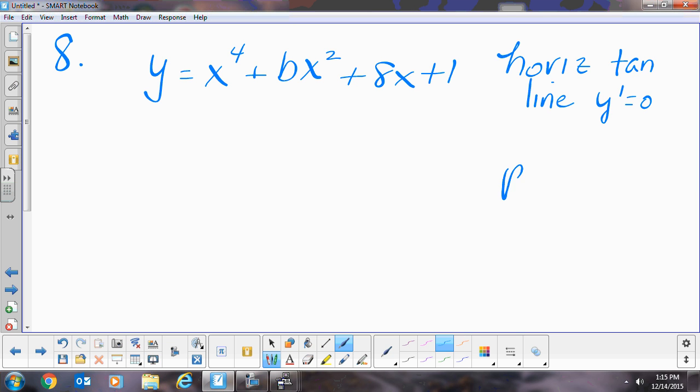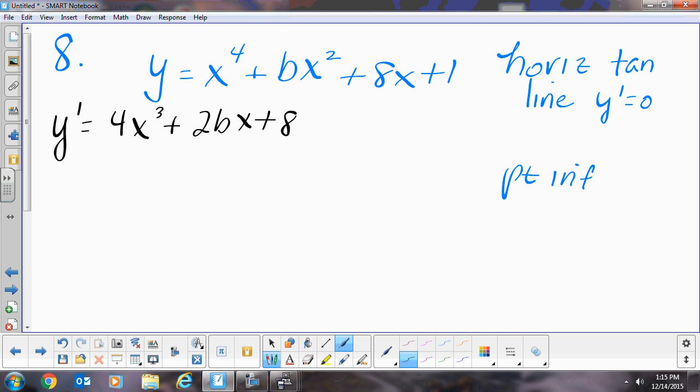And a point of inflection. It also has a point of inflection. And what's special about that point and that x value where that horizontal tangent line occurs? They're the same point. So let's start. What derivative is required for a horizontal tangent line? So y prime is equal to 4x cubed plus 2bx plus 8. And when we go to find the derivative, what are we going to do? Set the derivative equals 0, and why can't I go any further?